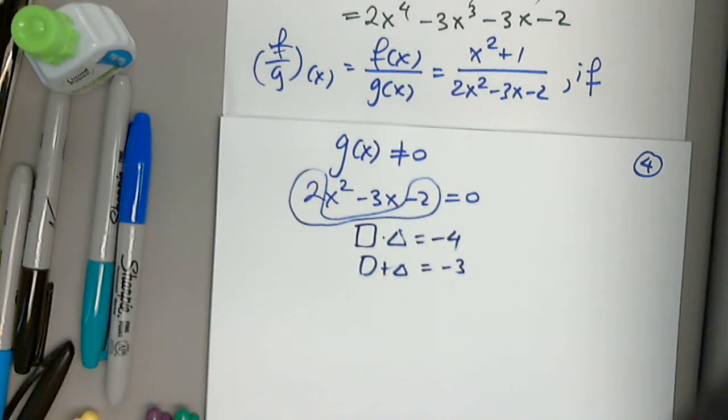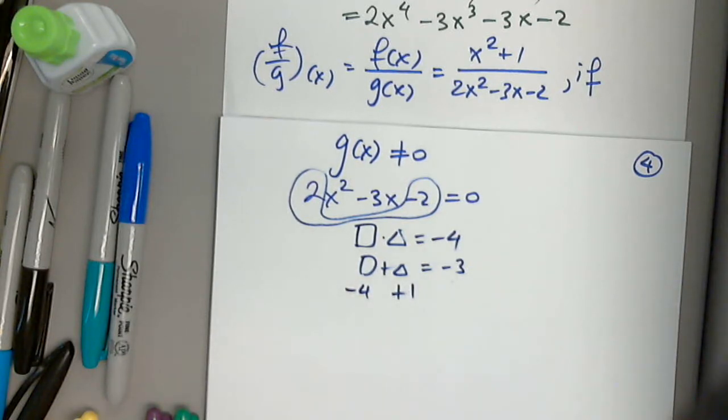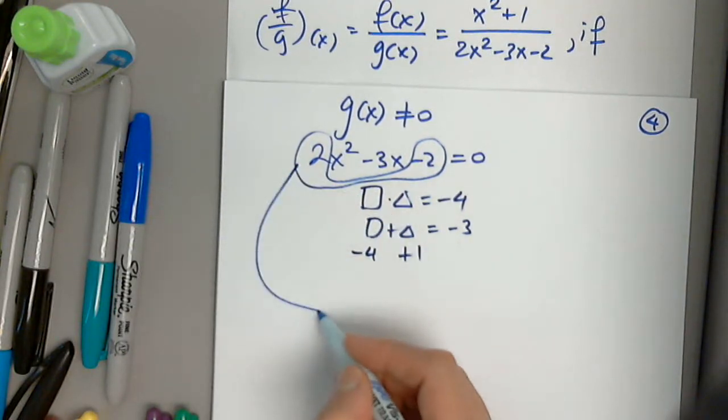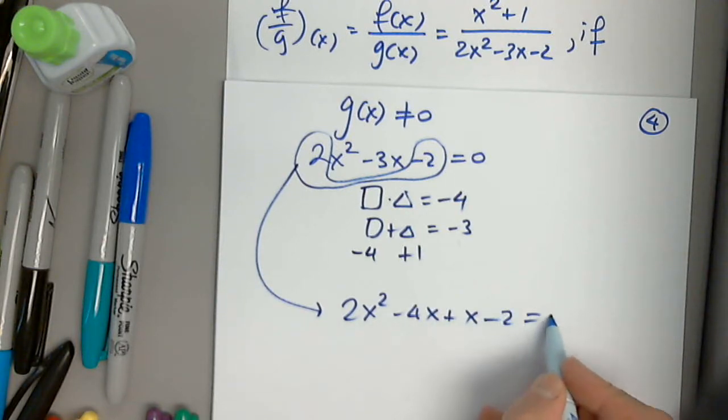So what do I have for sure? -4 and +1. But then I have to change the equation into 2x squared minus 4x plus x minus 2 equals 0.